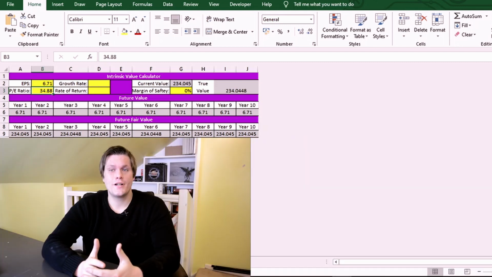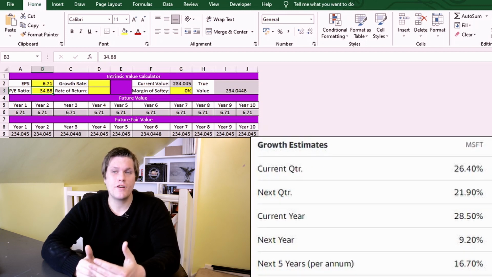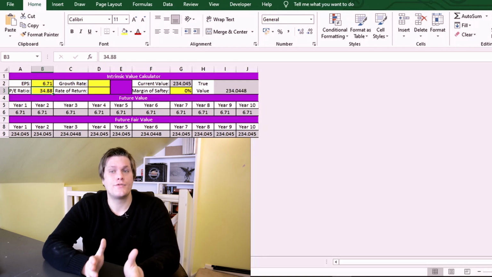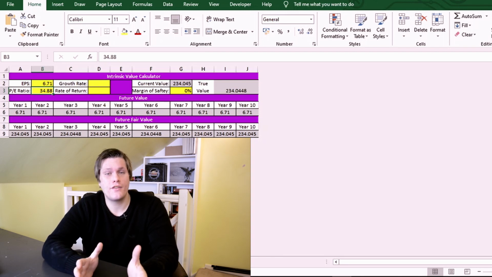So looking over to Yahoo Finance, we can see that the next 5-year estimated annual growth rate for the company is around 16%. So we'll assume this is close to the correct figure and use that. Naturally, if you wanted to be a bit more on the conservative and cautious side, you could always reduce this figure. Then we have to work out the rate of return that we want to get.